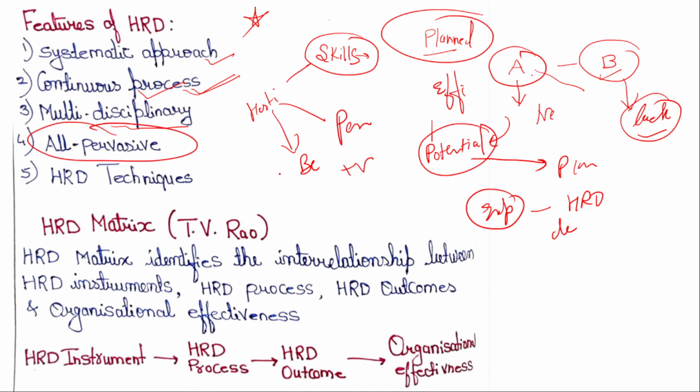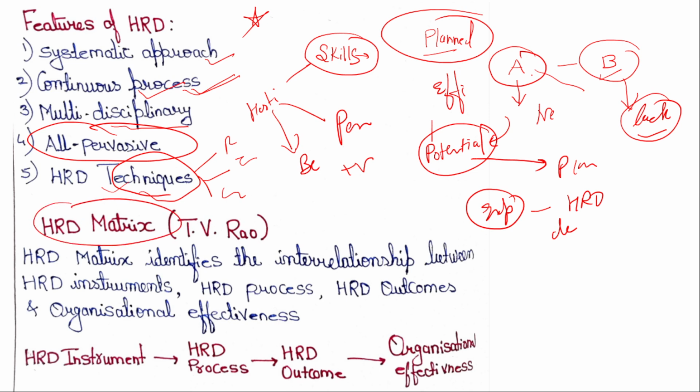It is all pervasive. When I say all pervasive, it means it is existing at all the levels, right from the lower level to the highest level. Every person, every level of employee requires development. HRD techniques. For any kind of human resource development program, there are different kinds of techniques, mechanisms, processes which can be used. These are like performance appraisal, training and development, career planning, succession planning, and so on. We are going to study these HRD techniques and mechanisms in coming videos.